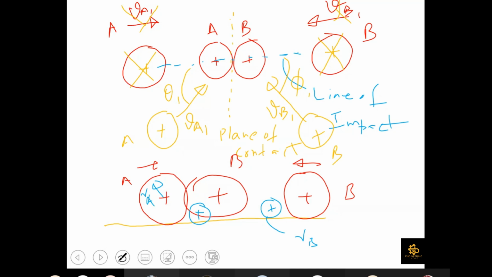Sir, central impact, because now this is going to be the line of impact, isn't it? The blue line which I have shown by joining the mass centers. So since both the particles were traveling along this line of impact?